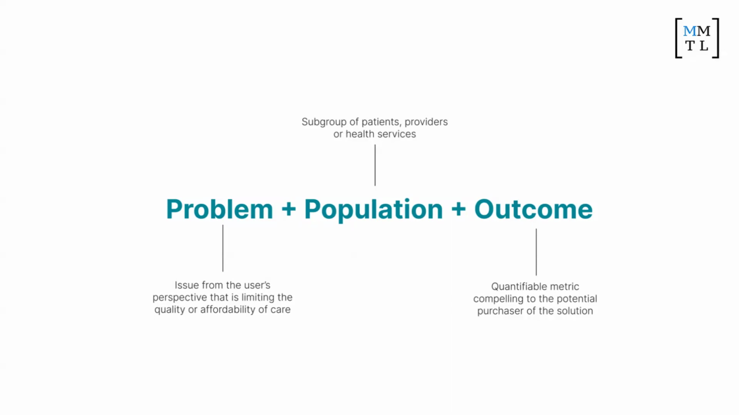The second component is the population. So who is the subgroup of patients or providers or health services? So let's just stick with patients for now. Who is the subgroup of patients you're actually working with, right? And you need to think very carefully about this. So when I assess translational grants, that sort of thing, we always see people just say, we're just going to treat everyone who has a heart attack. And that's almost never true, right?